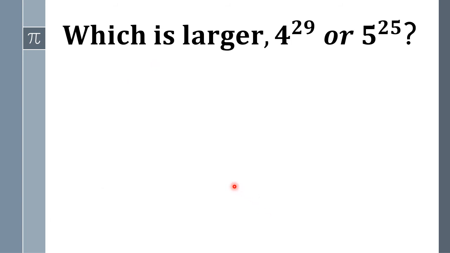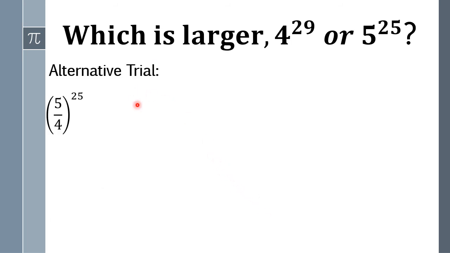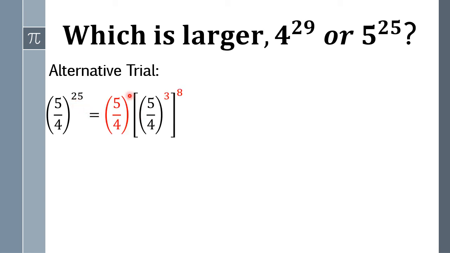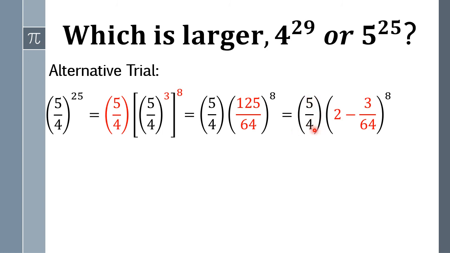We want to explore if there's another way. So here is trial number 3. We know 25 is equal to 1 plus 3 times 8. So the entire expression can be further written as 5 over 4 times (2 minus 3 over 64) to the 8th power. And the calculated value of a over bn is larger than 5. Probably good enough.